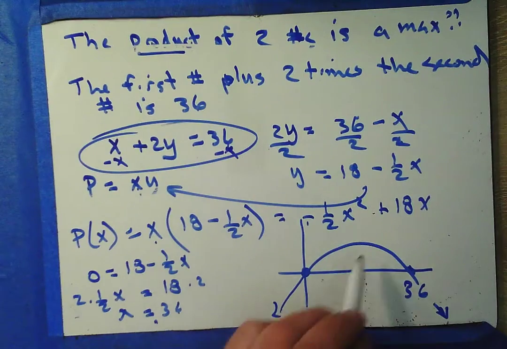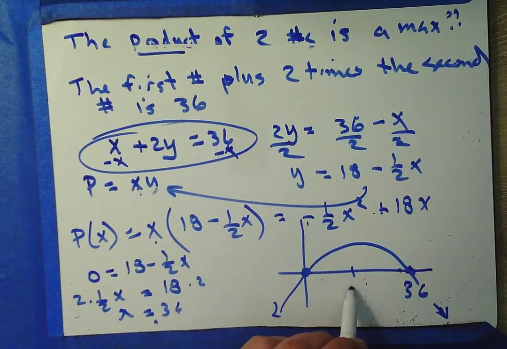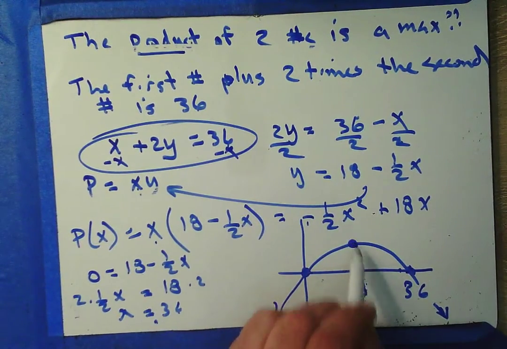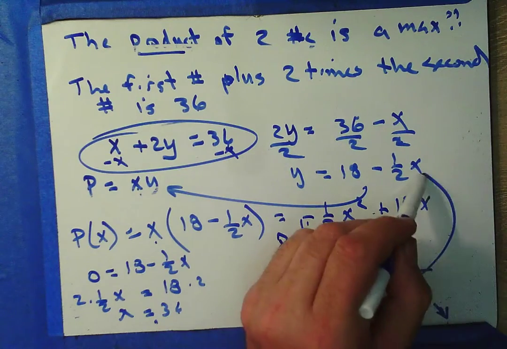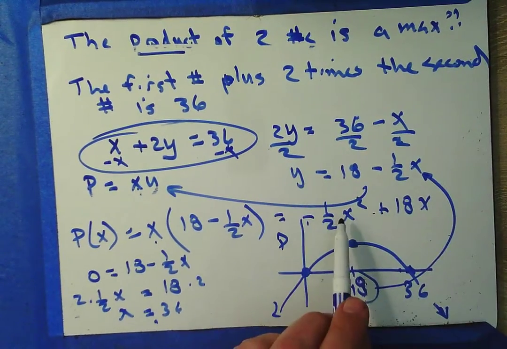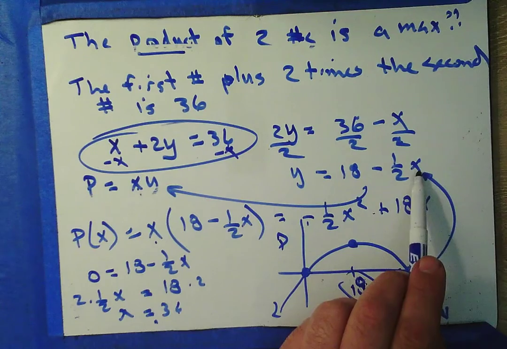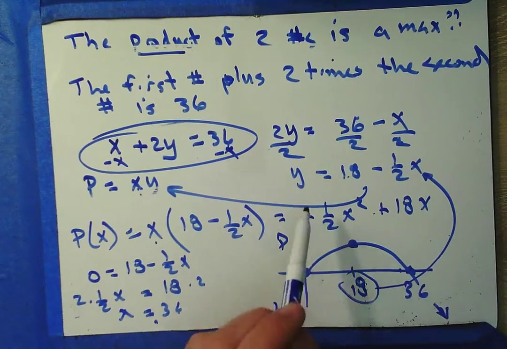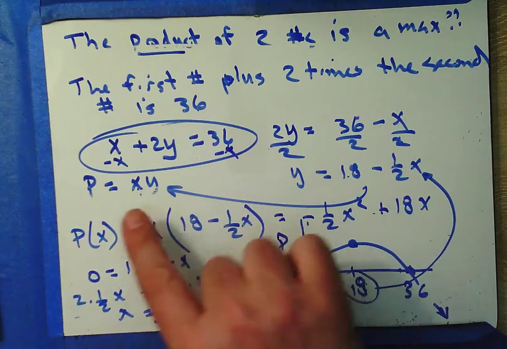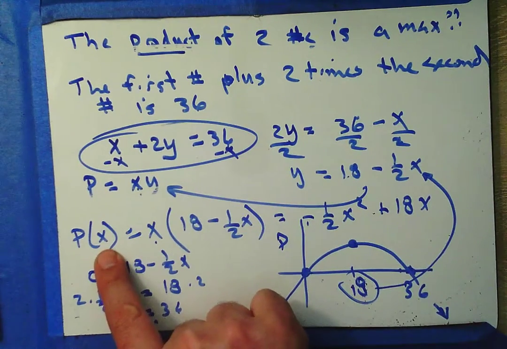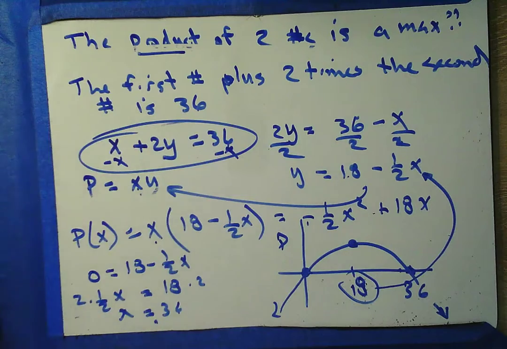I see it's a down-pointing parabola. And I know that the vertex occurs halfway between these intercepts at 18. So when x is 18, we have a maximum product. If I take that x value and plug it back in to find y, 1/2 times 18 is 9. 18 minus 9 is 9. And so I get the same y value that I did before. Y equals 9 with the same x value. X equals 18, whether I made this product as a function of x or product as a function of y.